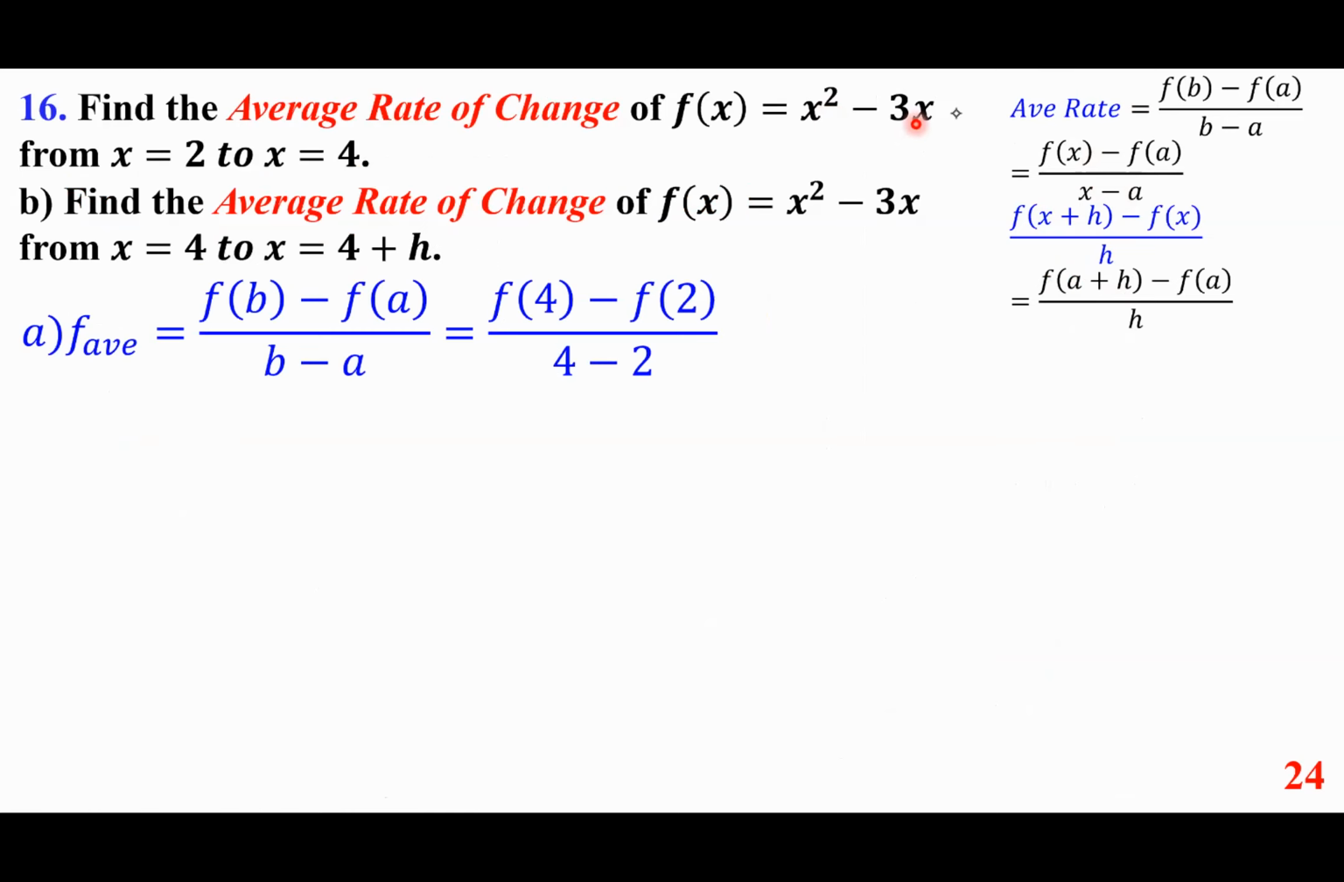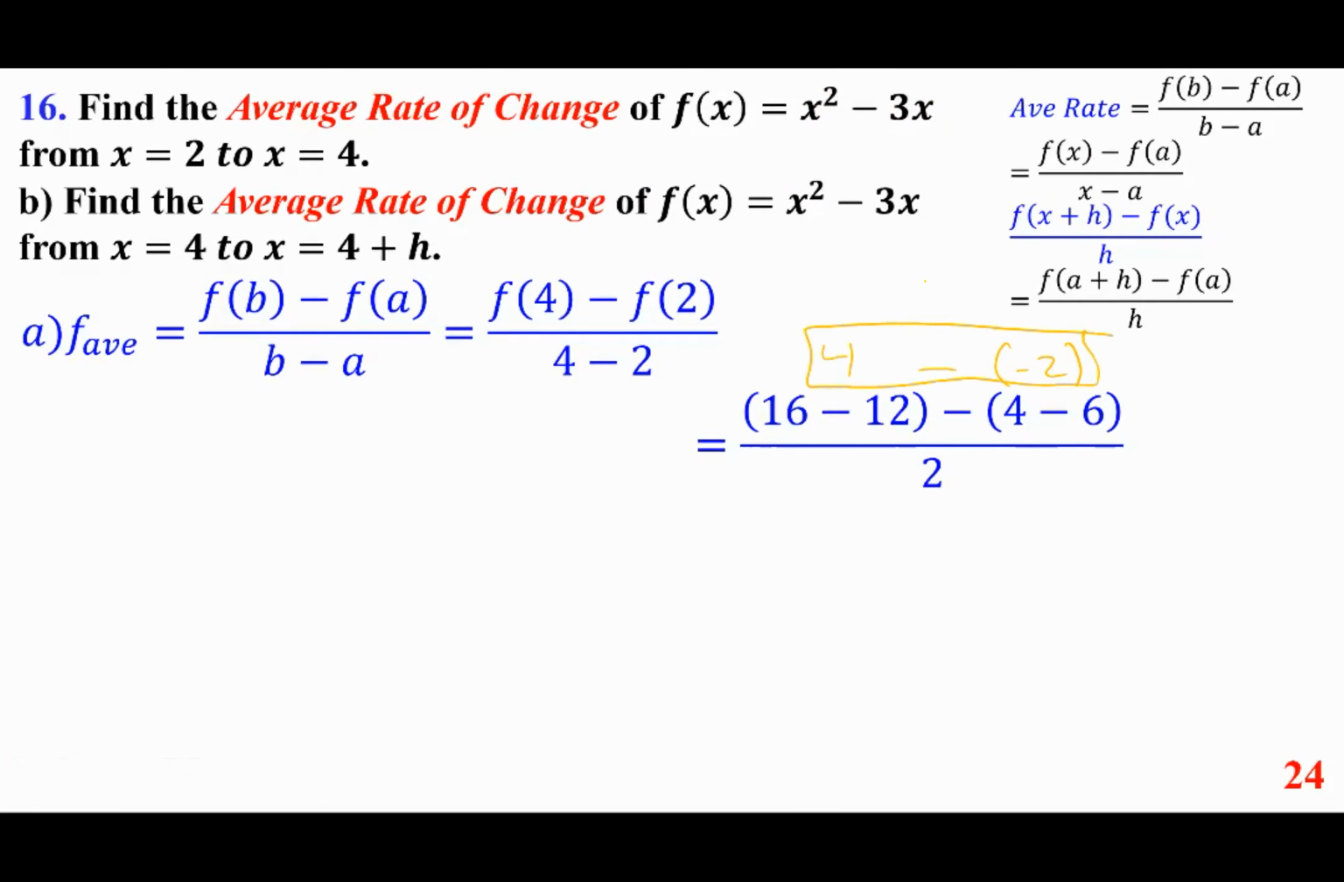That's part A. So plug in 4. We get 4 squared minus 3 times 4. Plug in 2, we get 2 squared minus 3 times 2. And 4 minus 2 is 2. So f of 4, this is 16 minus 3 times 4 is 12. F of 2, 2 squared is 4, 2 times minus 3 is minus 6. And we can simplify as follows. Four minus minus 2, this changes to 6 over 2, and that's 3.